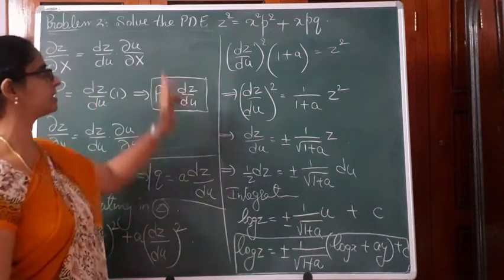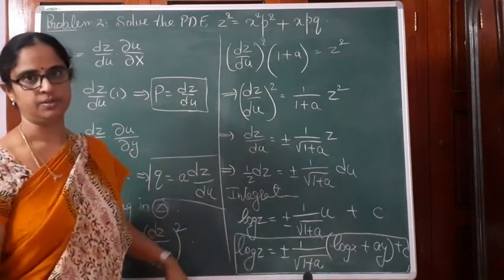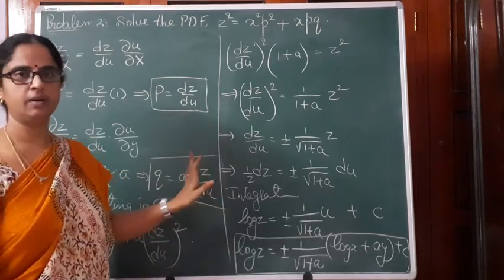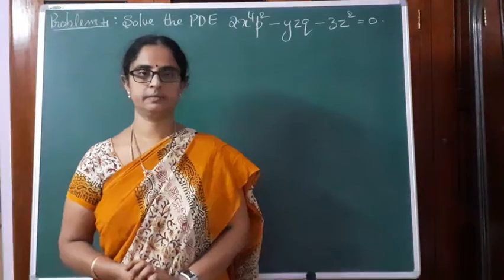So depending on x power m and y power n, we take the substitution. Whenever there is no y power n, we need not take any substitution there. Okay. We do another problem.